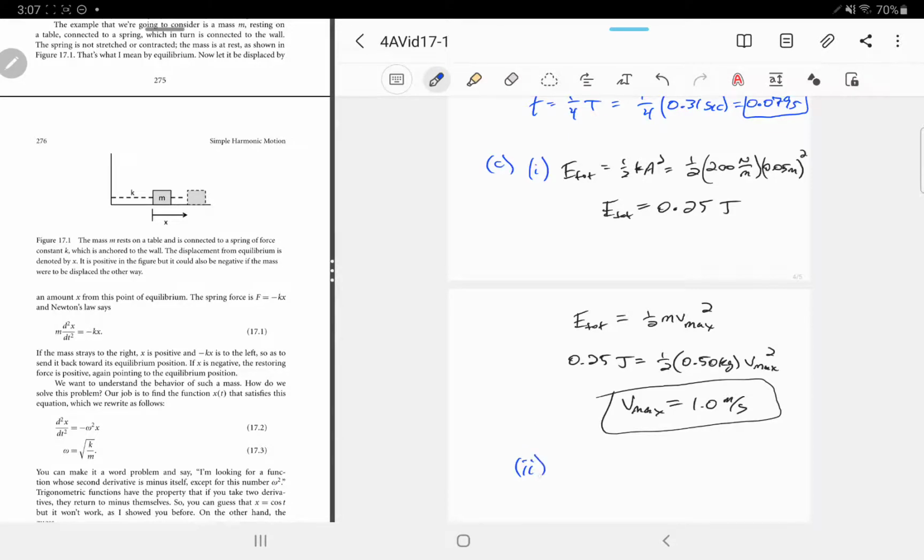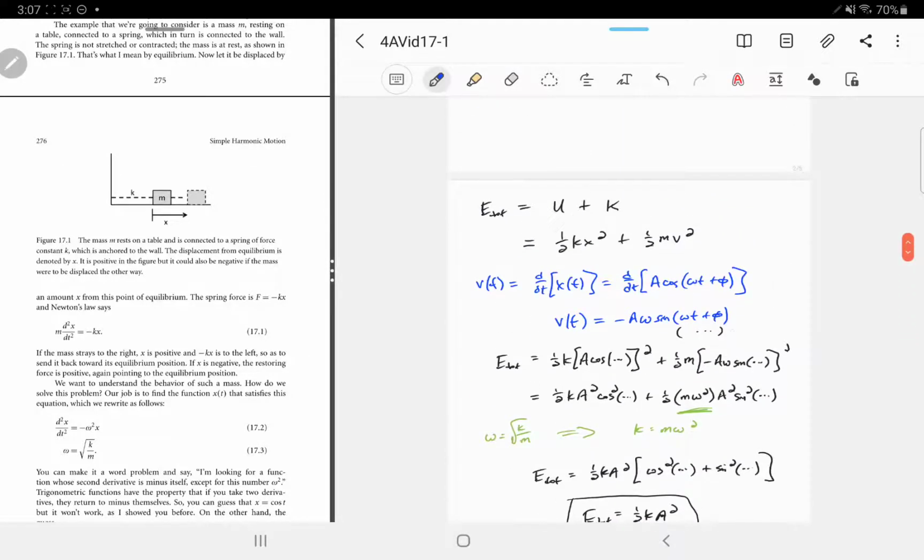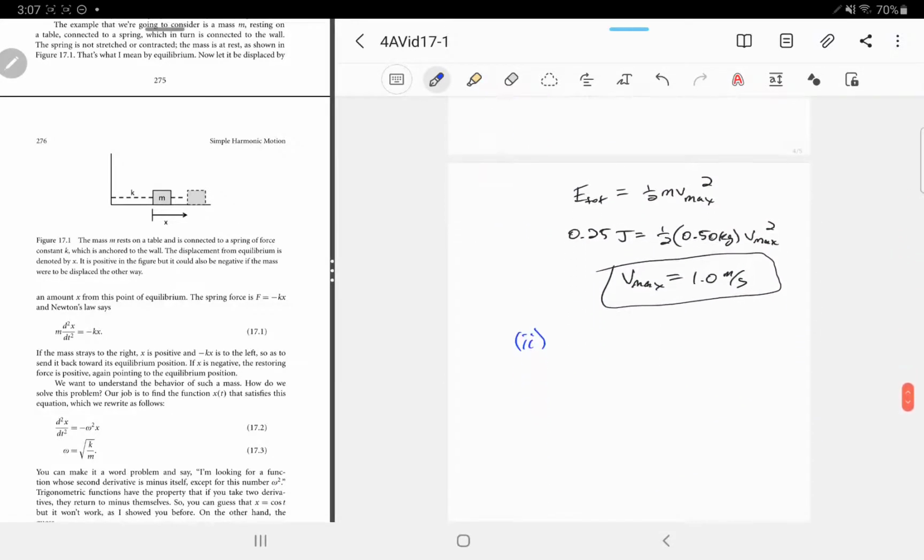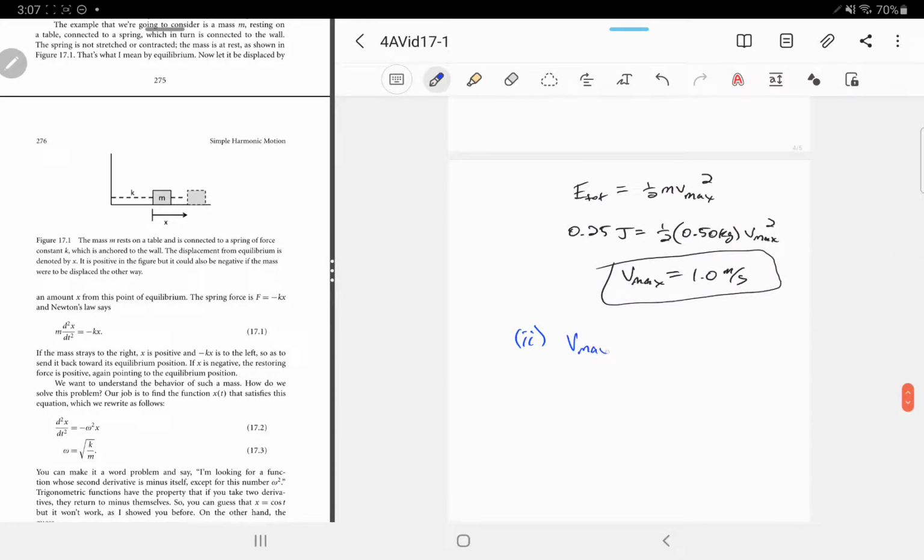A more straightforward way of doing it would have been to use this function right here. So v of t oscillates just in the same way that the position oscillates. If you look at what's in front of the sine, you have minus something times sine. The thing in front of the sine is A omega. And so the biggest absolute value that v can have is A times omega. So in general, v max is equal to A times omega.